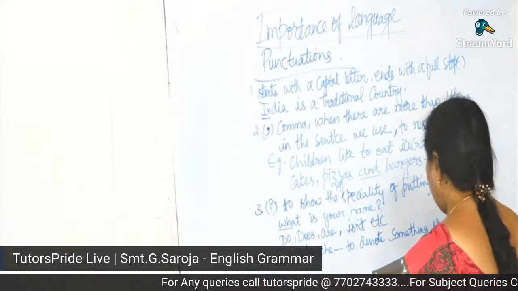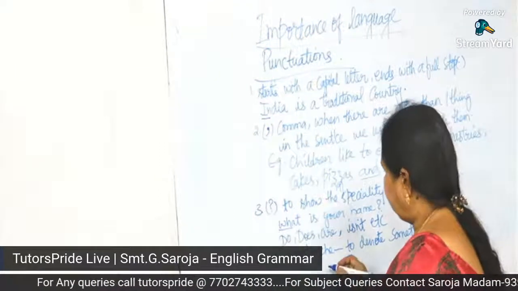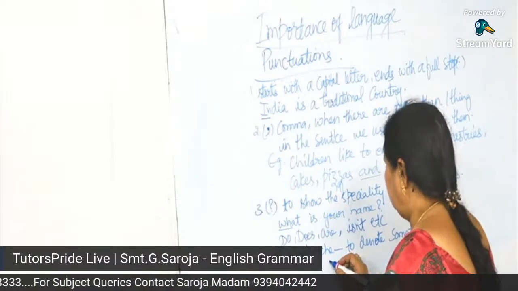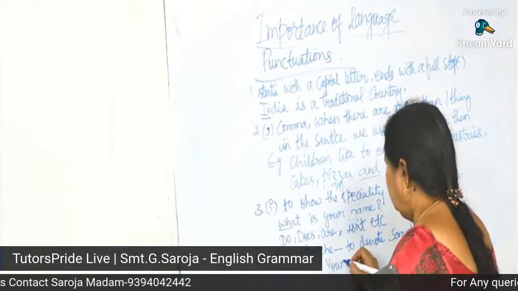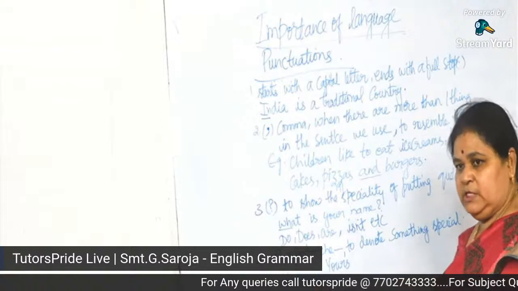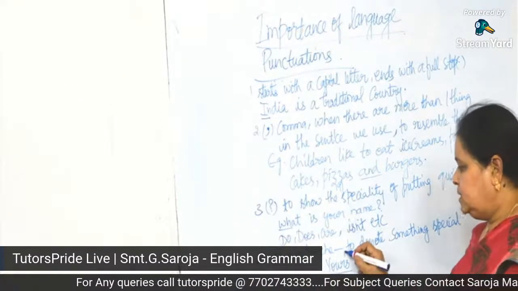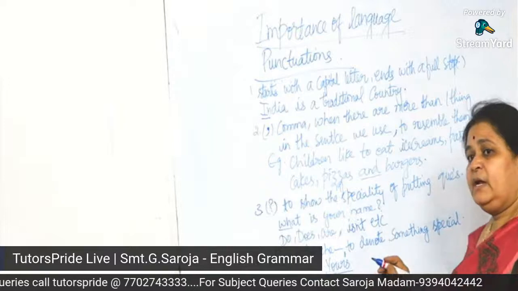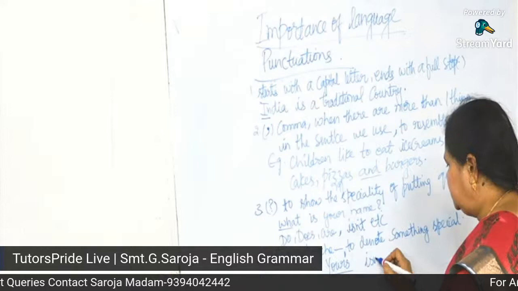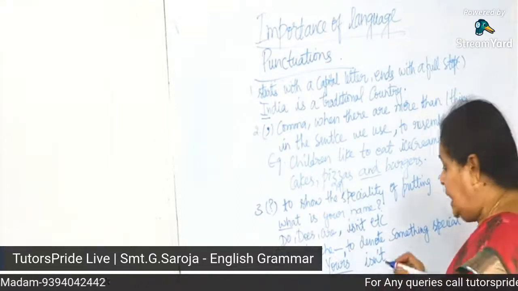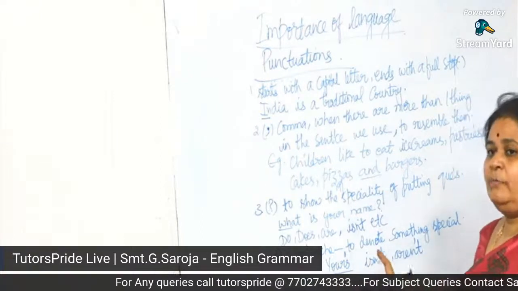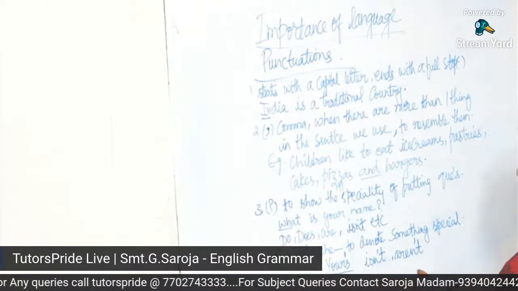To denote something special, like when we write "yours," we use this, mostly in running sentences. This is called a raised comma, or apostrophe. When we are writing short forms, we also use this. Short forms, isn't it? "Isn't" instead of "is not." Aren't we? "Aren't." These raised commas are used for this purpose.